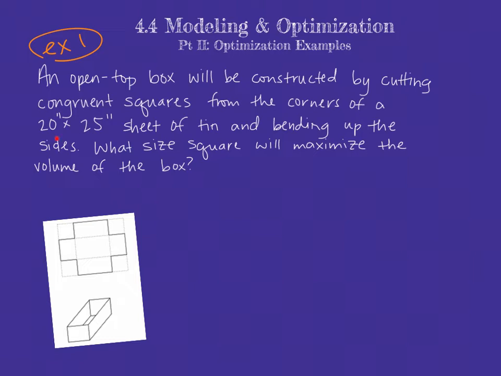We have a 20 by 25 inch sheet of tin, and what we want to do is cut congruent squares from the four corners of that sheet of tin. Then, once those corner squares are cut out, we will fold up the sides and create an open top box. Now we want to know what size square we need to cut from those corners so that we'll maximize the volume of the box.